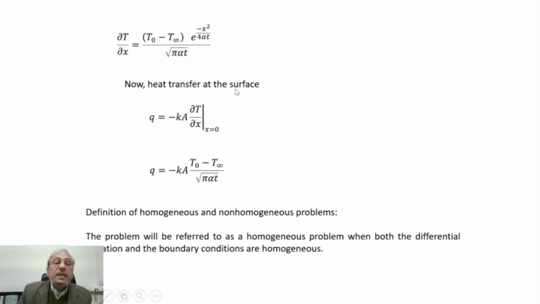So heat transfer at the surface at x equal to 0 is given by Q equal to minus k A ∂T/∂x at x equal to 0, which is nothing but Q equal to minus k A (T0 minus T infinity) divided by root over παt. So this is heat transfer, and we can see it is a function of time. So this is basically the expression for heat transfer.